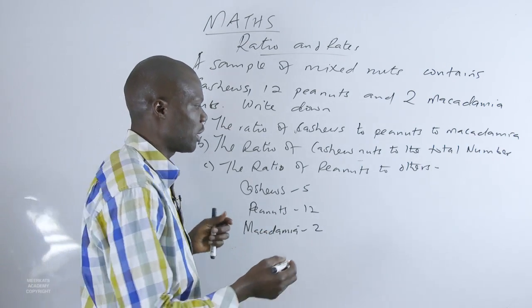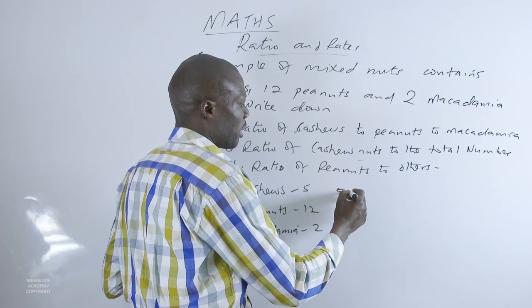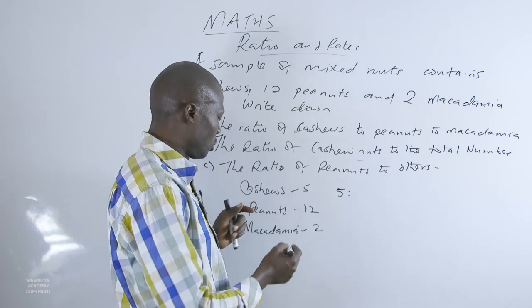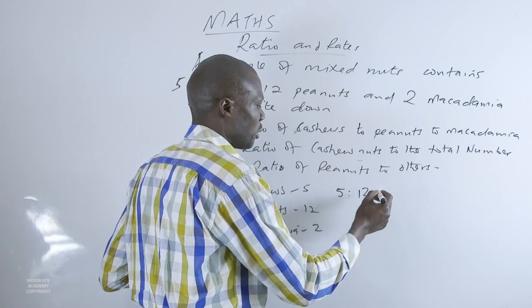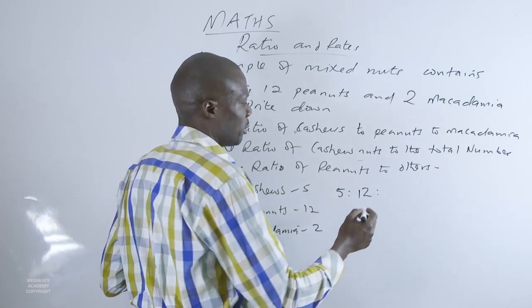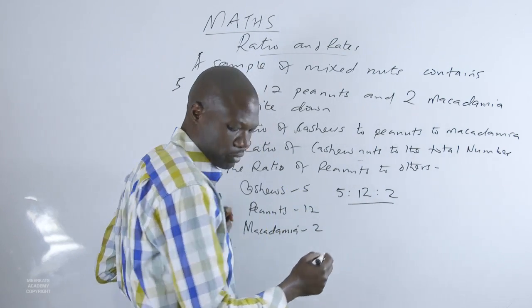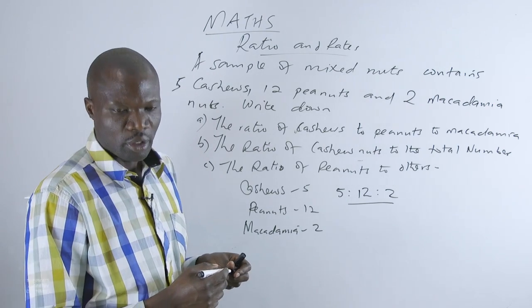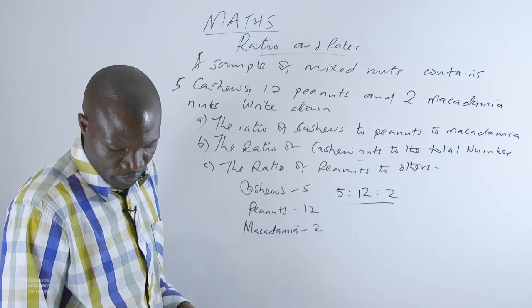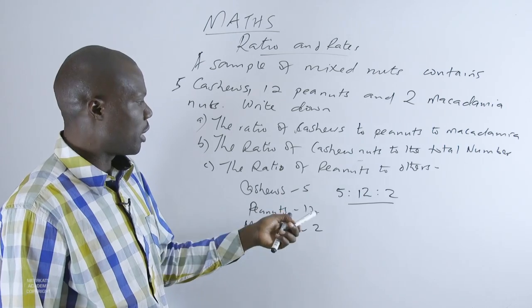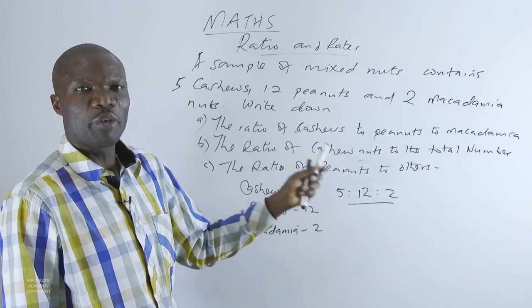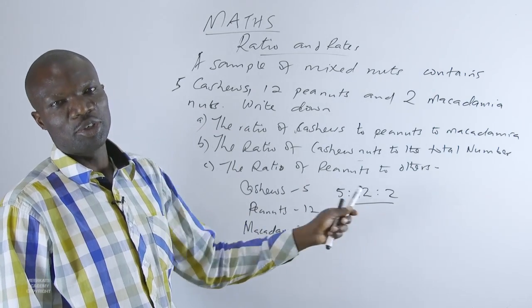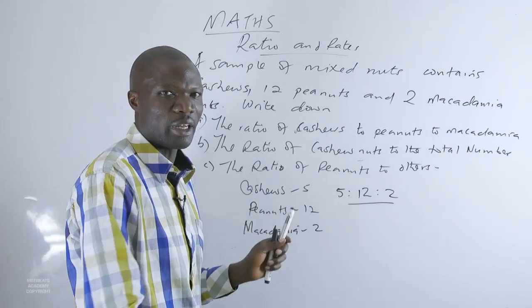This is very straight. It will be 5 to, that is for cashews, to peanuts, which is 12, to macadamia, which is 2. So this is the ratio representing 5 representing cashews, 12 representing peanuts, and 2 representing macadamia. It will remain like that.